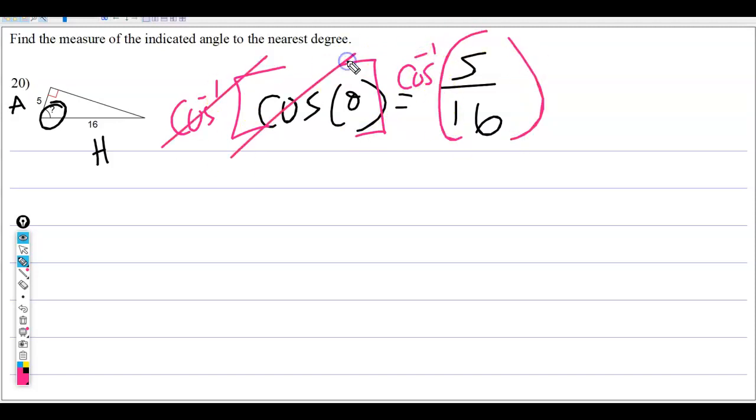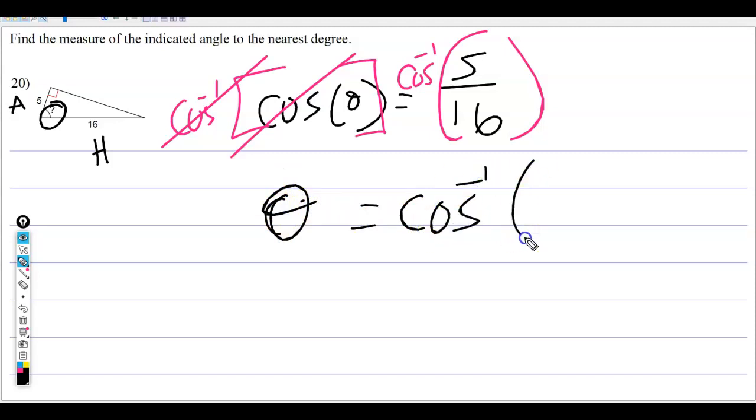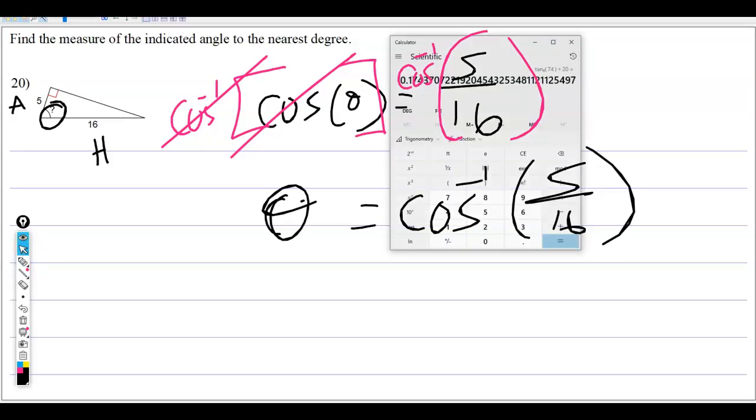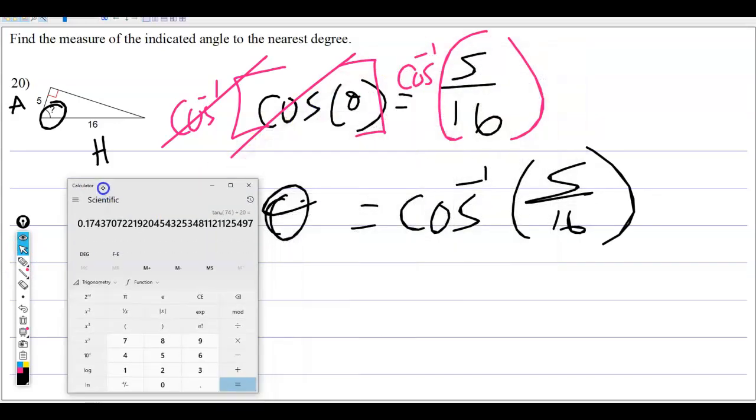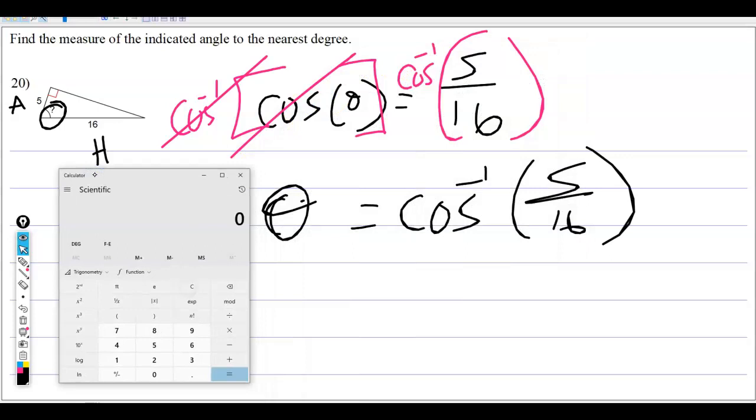So these cancel out, and that leaves me with, I'm sorry, not cosine, just leaves me with theta equals arc cosine of 5 over 6. And from there, we're just going to go ahead and punch it into our calculator, and we'll be good to go. So how do you get arc cosine? See if we can figure that out.